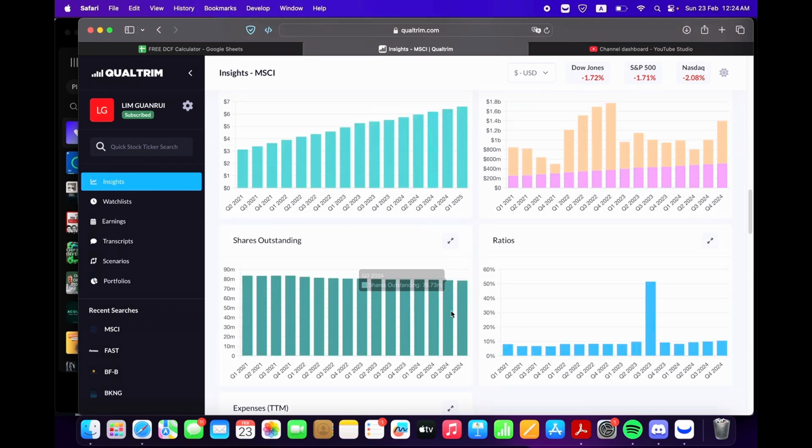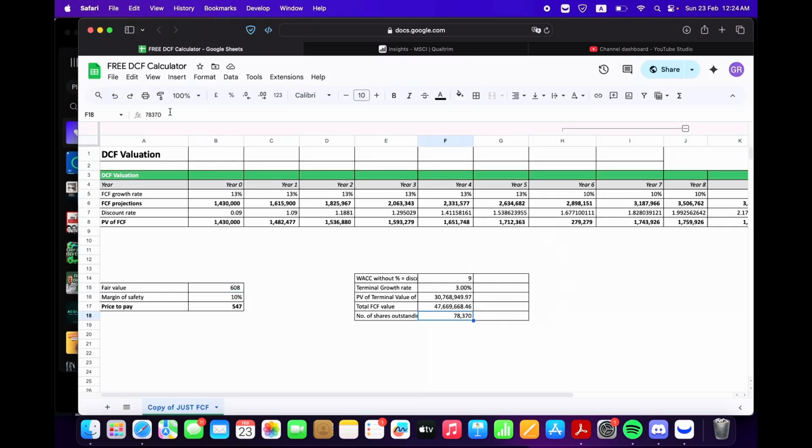So remember to input in your shares outstanding as well. MSCI over here has around 78 million worth of shares outstanding, so it will be 78,000 over here. All these are calculated and rounded off to the nearest thousand. As you can see over here, MSCI is trading at around fair value now, but I want a bigger discount for MSCI, and so maybe I'll be entering at around a 15 to 20% discount, which is around $500.